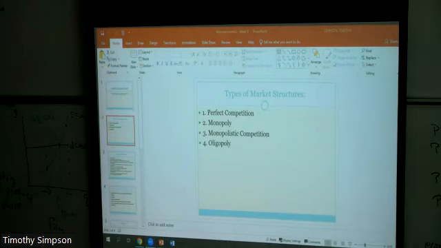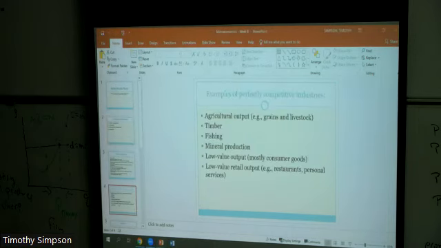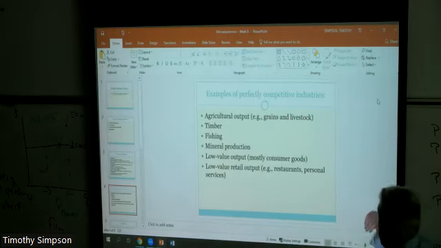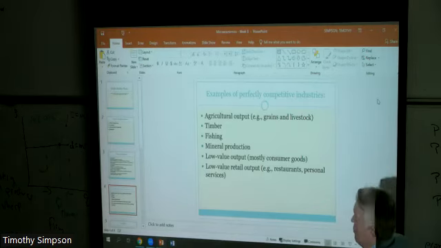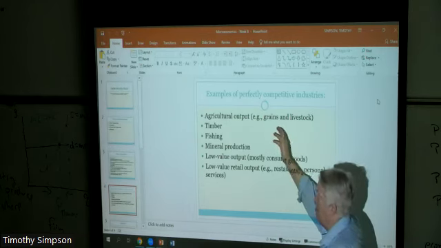So again, some of these I've alluded to, but these are some examples, and some of these you've got in your text, and some of these you've got in the slide package. So agricultural output is number one on the list here of examples of firms in perfect competition. I can't think of any that's more akin to this. It almost cries out as a definition of perfect competition.